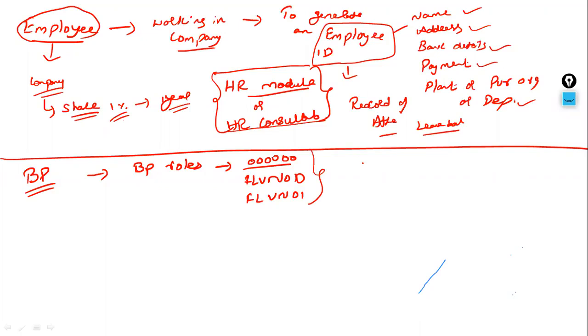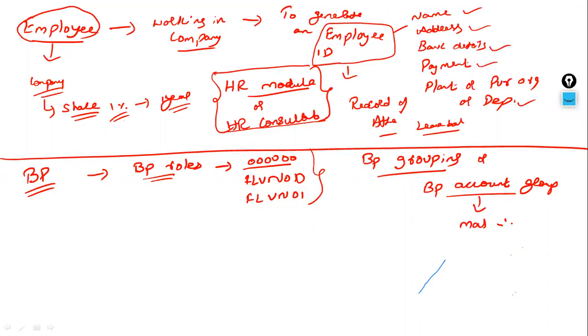And we have BP grouping. These are the SAP terminologies. What is this BP grouping? We can call it BP grouping or BP account group. What is this BP account group? You can consider BP account group as similar to material type.